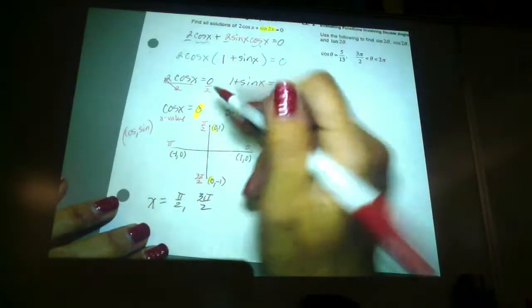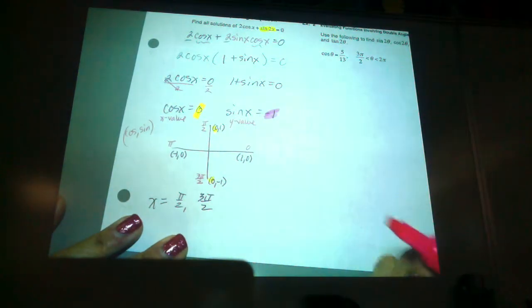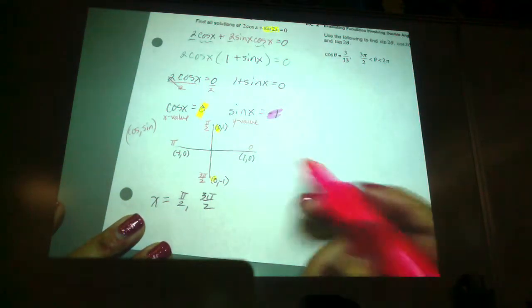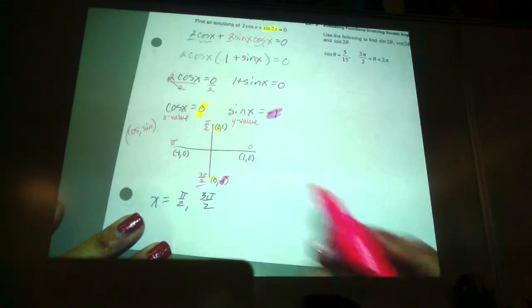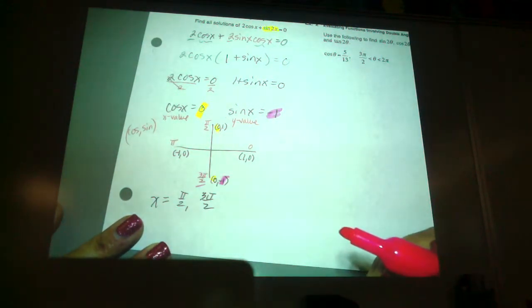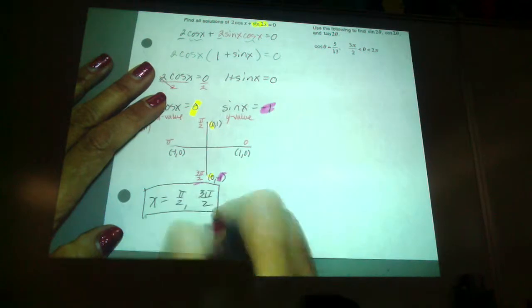And sine would then be my y value of the ordered pair. And I want to know when is the y value -1. Right there. So don't I have pi over 2 or 3 pi over 2 twice? So I don't have to rewrite it a second time. We already have it from the other one. So this particular one only has 2 solutions.